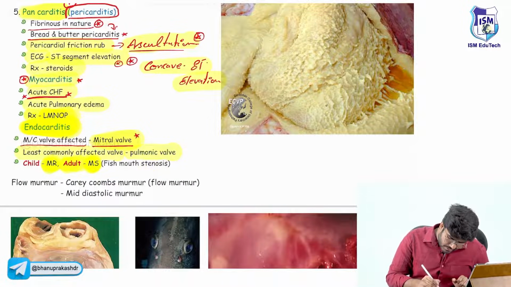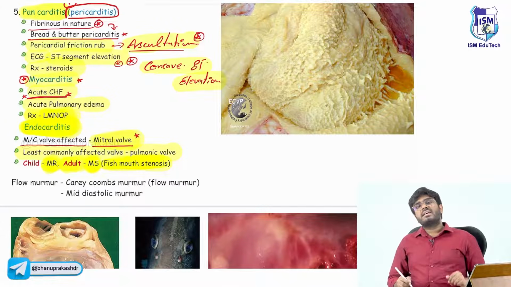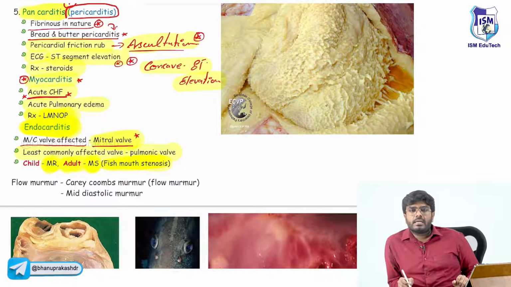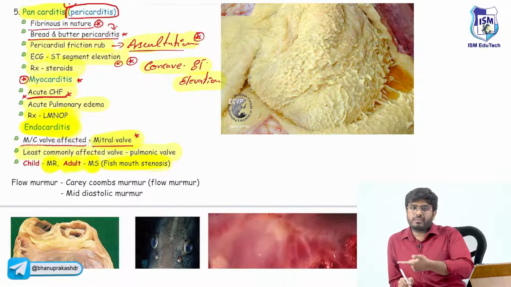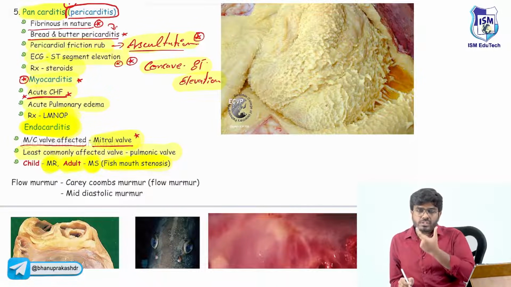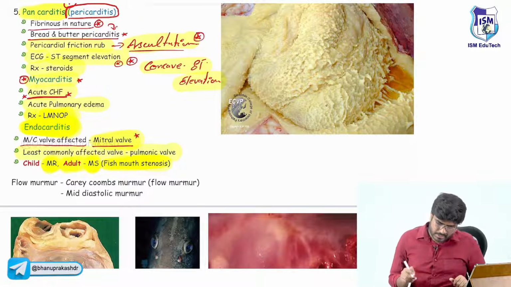Fish mouth stenosis completed. MacCallum's plaque is also completed. The question that was asked in one of the FMG exams and NEET PG exams is: MacCallum's plaque is seen in which chamber? It is seen in the left atria. Seen as a complication of what? Seen as a complication of mitral regurgitation. In acute rheumatic heart disease, you will see mitral regurgitation. In chronic rheumatic heart disease, many times there will be mitral stenosis. How is the stenosis going to look? Fish mouth stenosis. Done, sir.